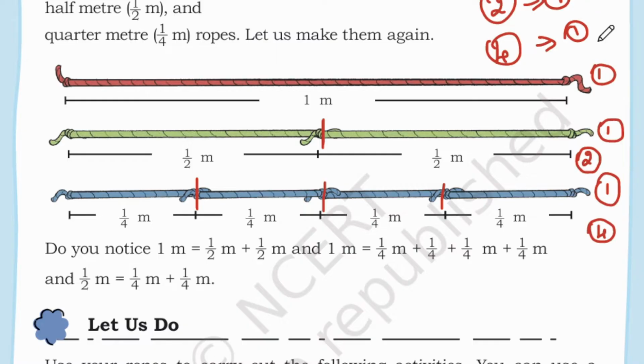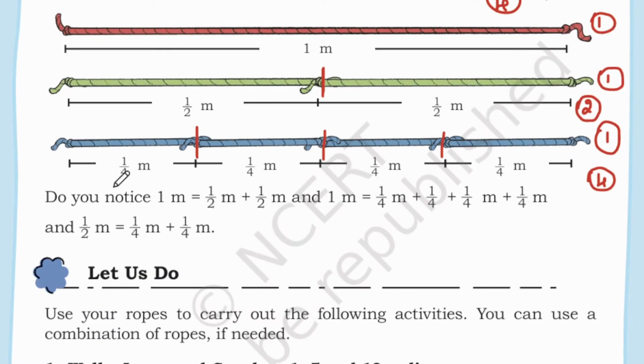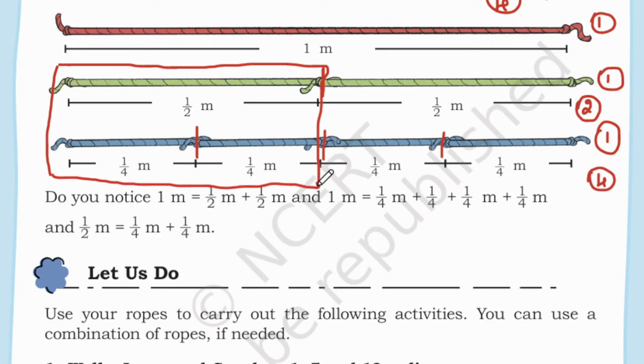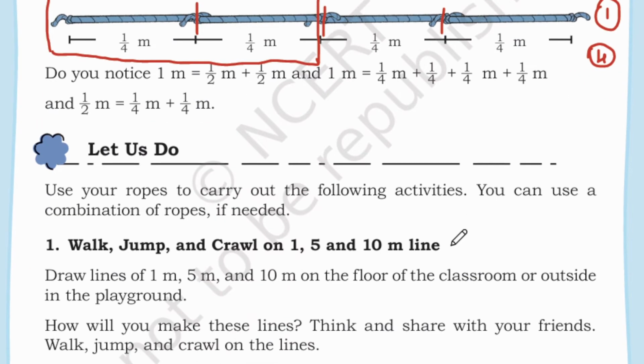You have to remember this. Okay, so here they have mentioned, do you notice, 1 meter is equal to 2 half meters, and 1 meter is equal to 4 quarter meters, and half meter is equal to 2 quarter meters. If you see the half meter, we have 2 quarter meters. So this is half meter. In the half meter, how many quarters do we have? We have 2 quarters.